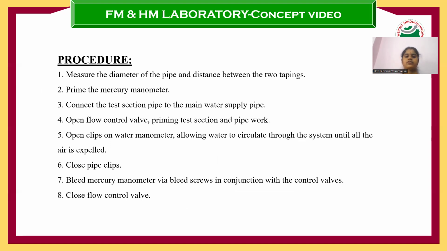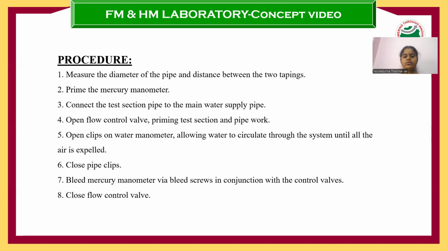And here comes the procedure. First we have to measure the diameter of the pipe and the distance between the two tappings. Then firstly, the mercury manometers should be set up. Connect the test section to the main water supply pipe. Open the flow control valve, priming the test section and pipe work.